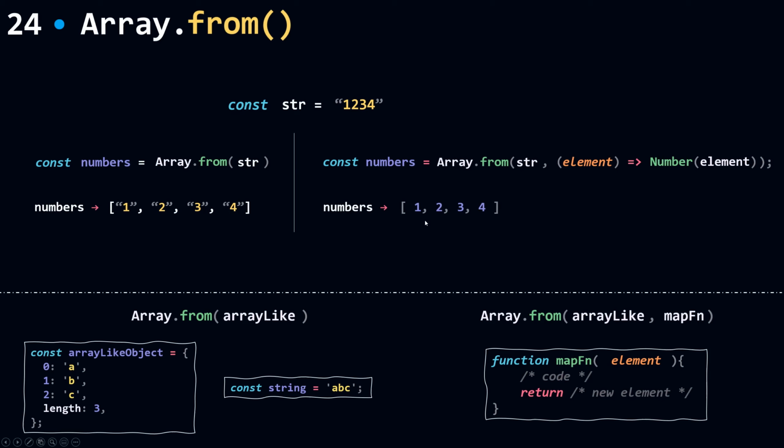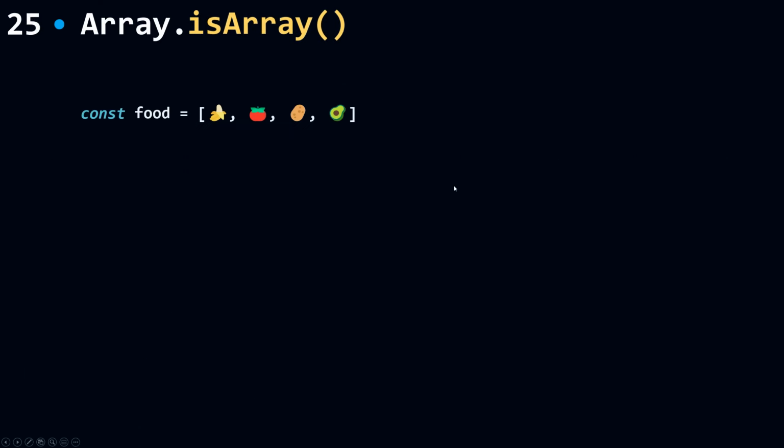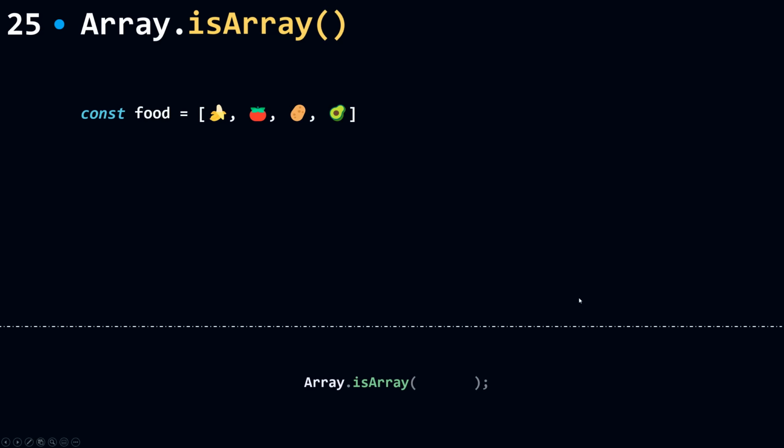And that's it for the from method. Let's move on to the next one, which is isArray. So isArray is used to check whether a value is an array or not. Again, this is the array object, not your array. So let's say here we have an array food, and if I want to check if this is an array or not, I'm going to say the array object, then isArray method, and then I'm going to pass in my array food here, and then this will return true because this is actually an array.